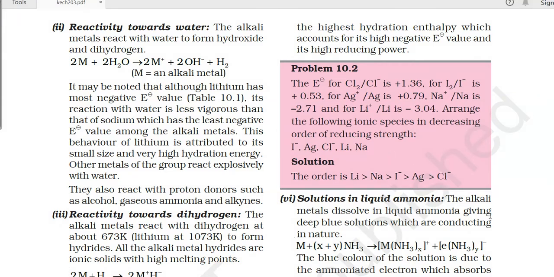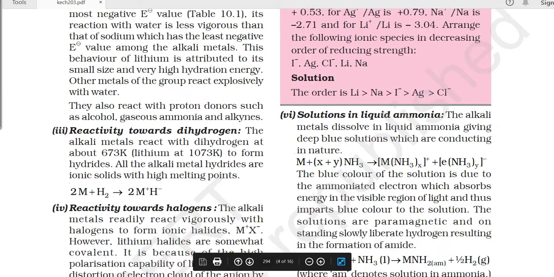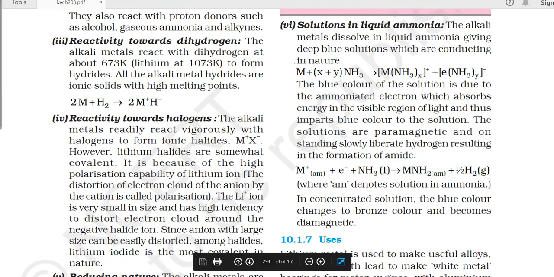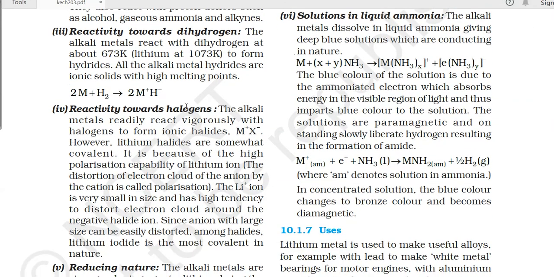Next is the reaction of alkali metals in liquid ammonia, and how they form solutions in it. The alkali metals dissolve in liquid ammonia, giving a deep blue solution which is very highly conducting in nature. In reality, when the alkali metal dissolves in NH3, M+ and e- are formed, which are nothing other than ions attached to ammonia molecules.